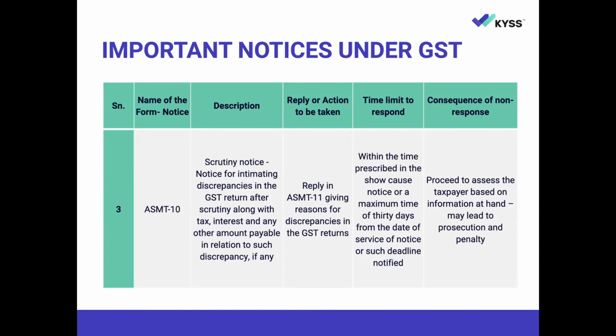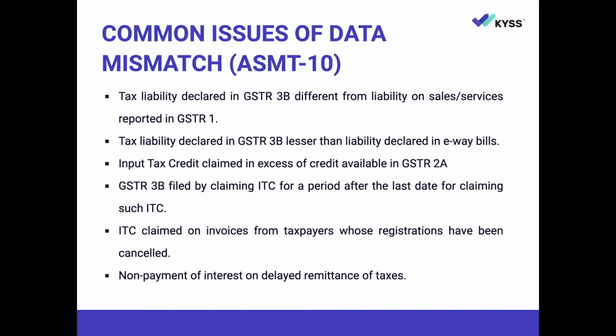Now, what are the cases? What is this data mismatch? What are the circumstances under which a data mismatch notice can be sent? Now, if in GSTR 1 return, which is the return on sales, a certain tax has been declared, and that is different from the tax that is declared in the summary return in GSTR 3B, that is one possibility of a data mismatch. Tax in GSTR 1 not matching the tax as per GSTR 3B.